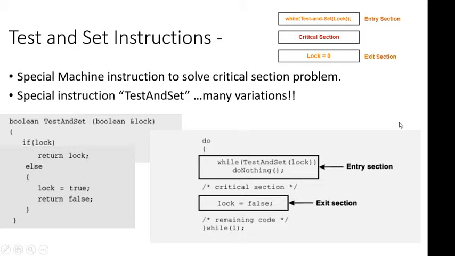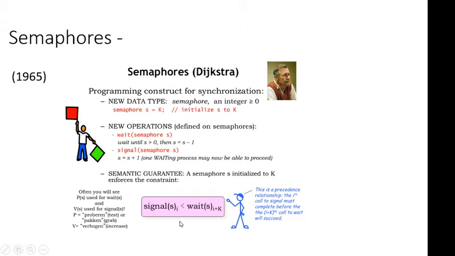Another process that wants to go inside the critical section, when this guy is already there, will go into the while loop. So this is another example of synchronization, but through hardware. Now, finally, we'll talk about semaphores. And the test and set code has variations, and we don't want to cover any more of it.